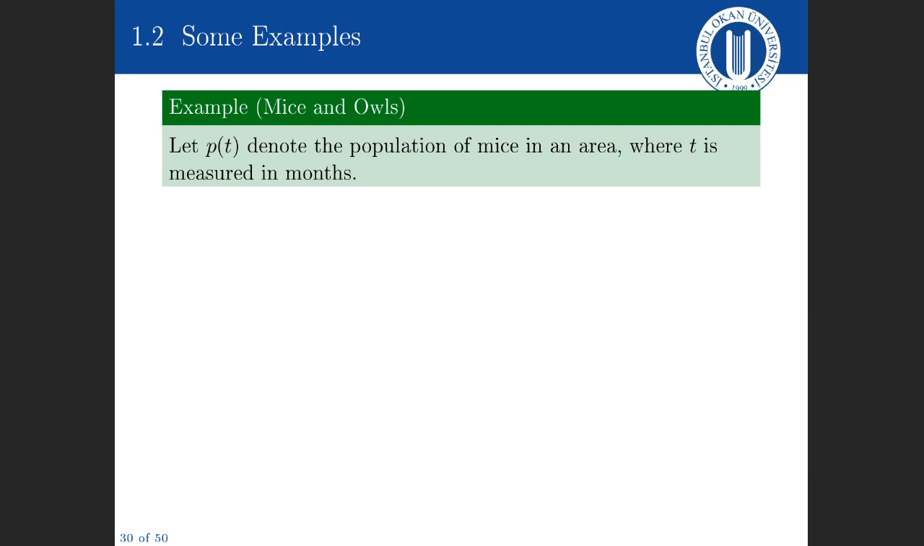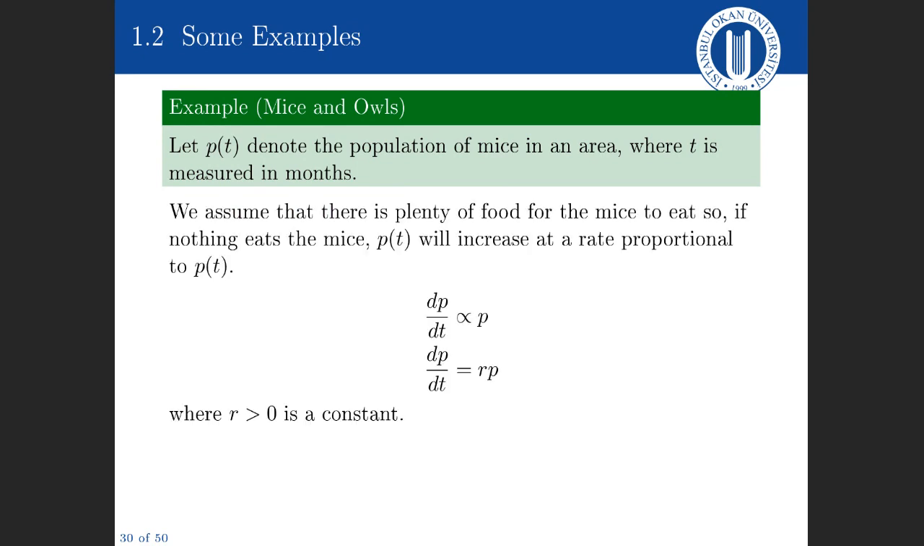Next example. We'll come back to the falling object later, but let's move on to the next example for now. Now let's suppose that P(t) denotes the population of mice in an area, and now t is going to be time measured in months. We're going to assume that there's plenty of food for the mice to eat. So if nothing eats the mice, then we're going to expect that P(t) increases at a rate proportional to P(t). In other words, we're going to assume that dP/dt is equal to a constant multiplied by P, where the constant is going to be some positive number.